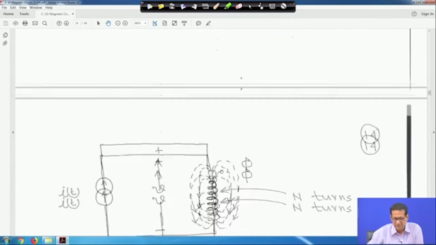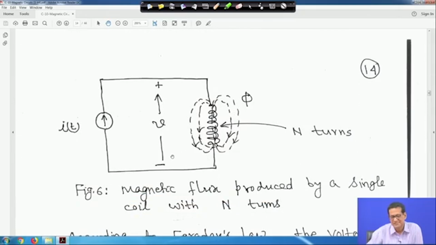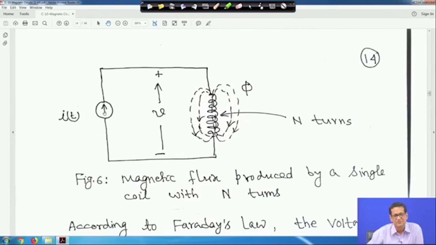So, for example, suppose this is a simple circuit, this current source is shown, say it is i(t) for easy understanding, and the voltage across this is V, and this is the flux phi. This is a time varying current, and this is the flux phi, and it has n number of turns.